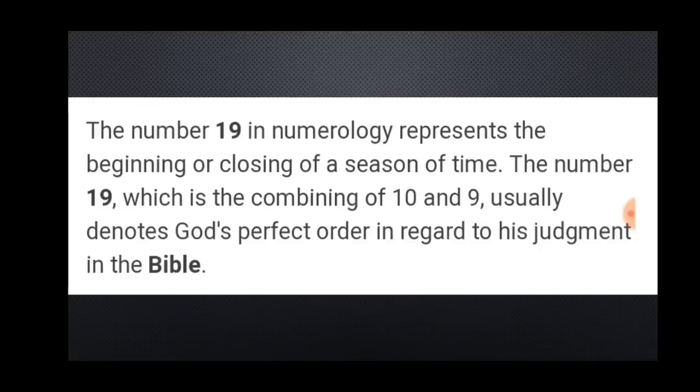So I'm going to lay out why 19 is still the year. 19 is also 61, upside down and backwards. I'm going to talk about that as well and give you some examples. Now, the number 19 in numerology represents the beginning or closing of a season of time. The number 19, which is the combining of 10 and 9, usually denotes God's perfect order in regard to his judgment in the Bible. Now, of course, there is godly and biblical numerology, which is, God created all numbers.